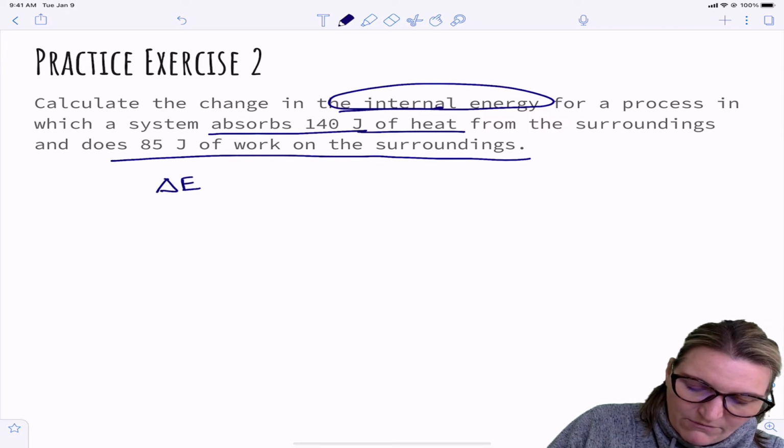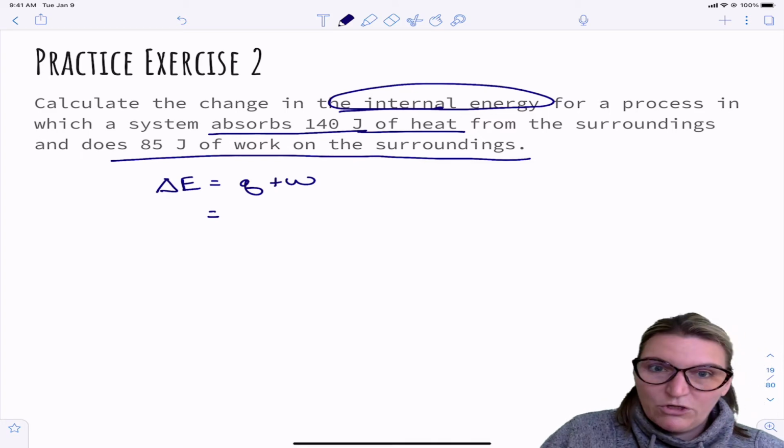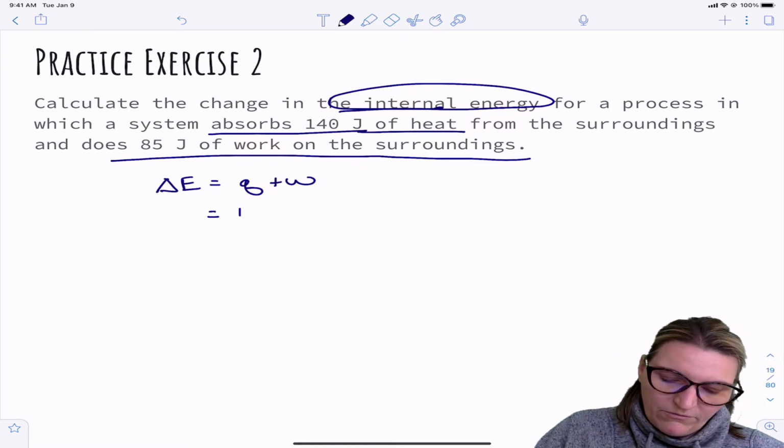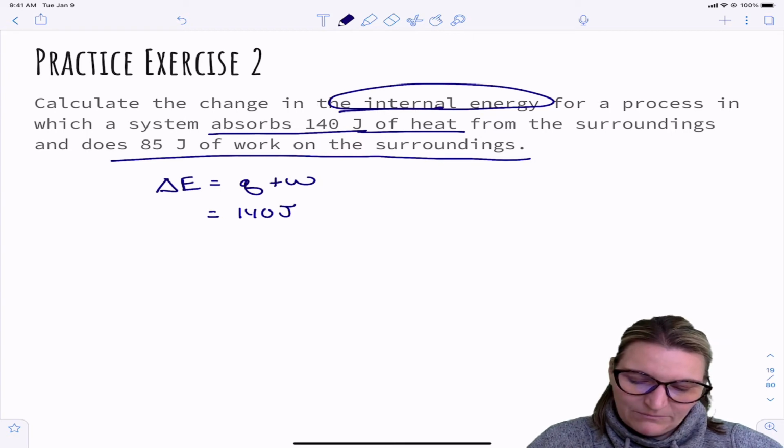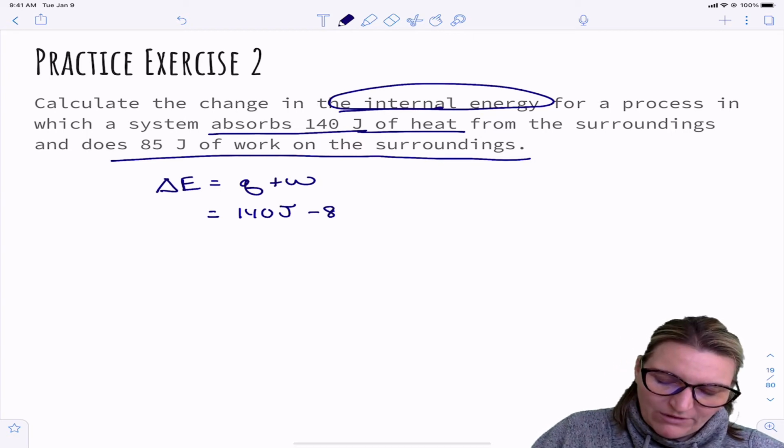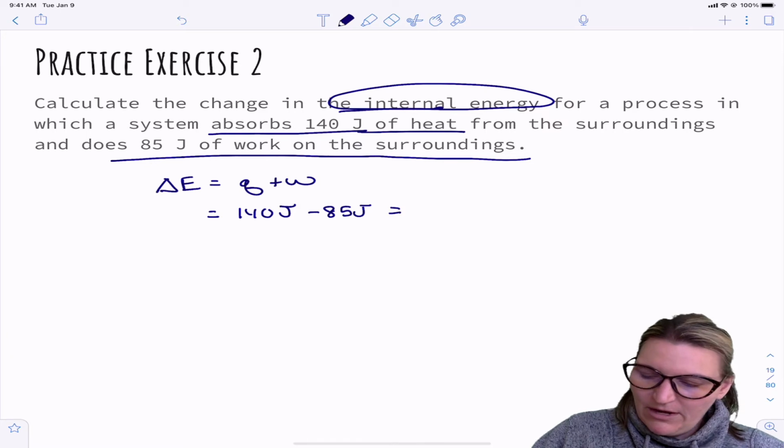So remember the formula: delta E equals Q plus W. The Q here, it absorbs 140 joules, so that is positive. And it does 85 joules of work, so that's negative 85 joules. And that comes out to be positive 55 joules.